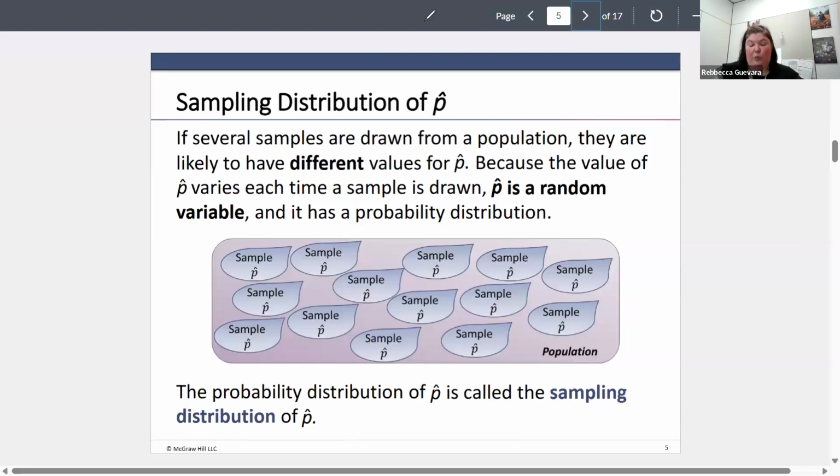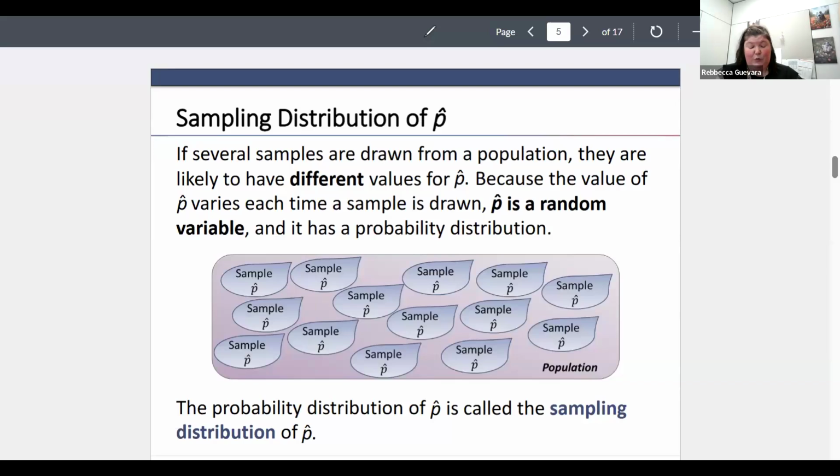When we do sampling distributions, we can do them for different kinds of statistics. I think I'd said this before. A mean, remember, is a type of statistic from a sample. A standard deviation is a statistic that we can make, and a proportion is also a statistic. So any kind of statistic or numerical summary that we can make about data, we can turn into a sampling distribution. If several samples are drawn from the population, they are likely to have different values of p hat. Like when we were talking about our x bars, we will have different sample means.